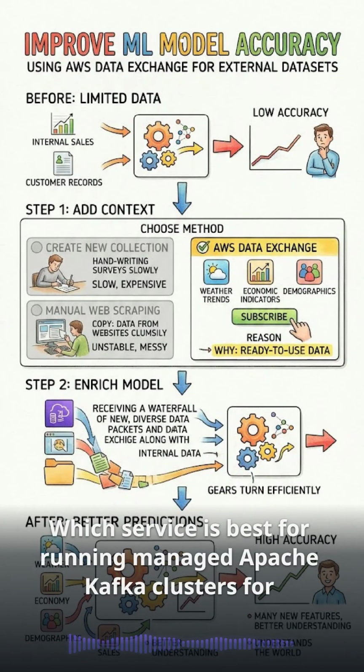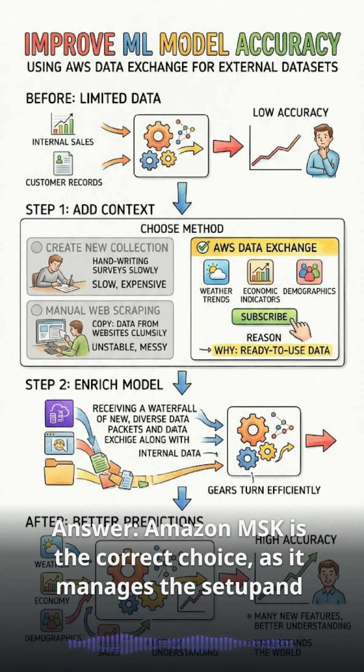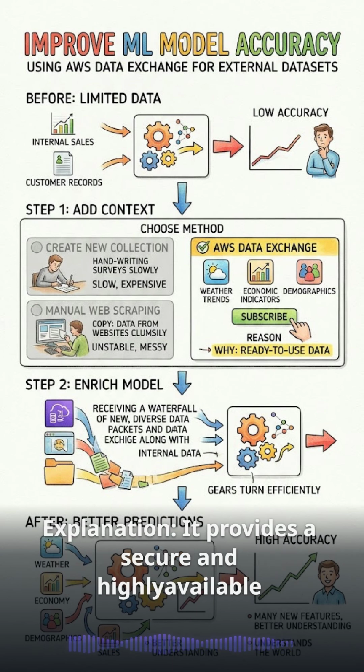28. Which service is best for running managed Apache Kafka clusters for real-time data processing tasks? Amazon MSK is the correct choice, as it manages the setup and maintenance of Kafka clusters. It provides a secure and highly available environment, so you can focus on building your streaming applications.